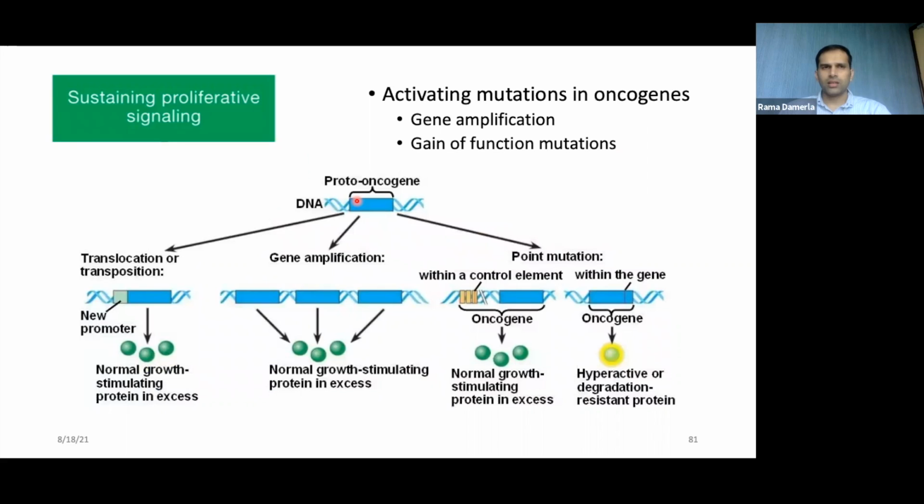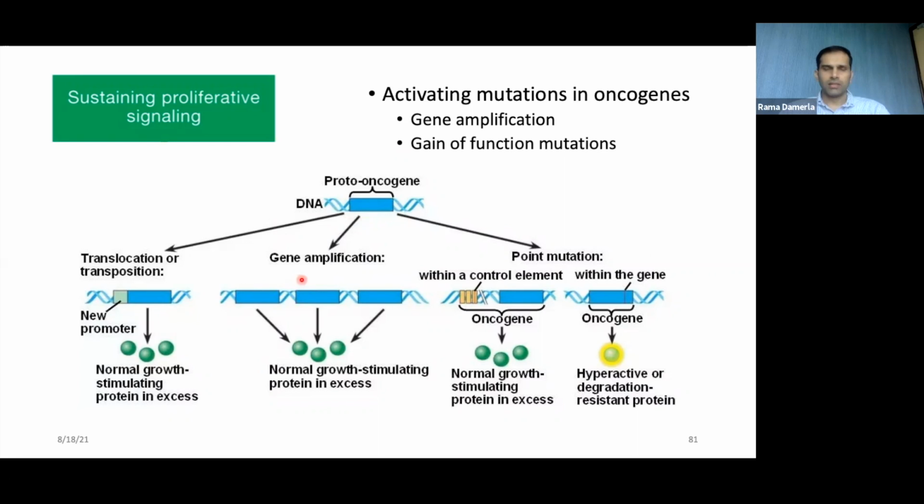So here is sustaining proliferative signaling. This is caused by activating mutations in oncogenes, for example, by gene amplification or gain of function mutations. Here is the proto-oncogene that does not cause cancer by itself, but then there could be mutations like translocations where it has acquired a new promoter. So now it's producing more and more product that might give rise to cancer.